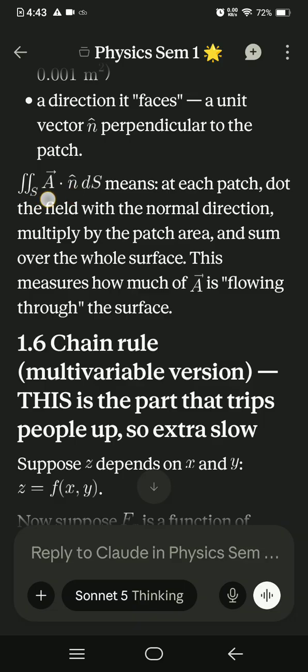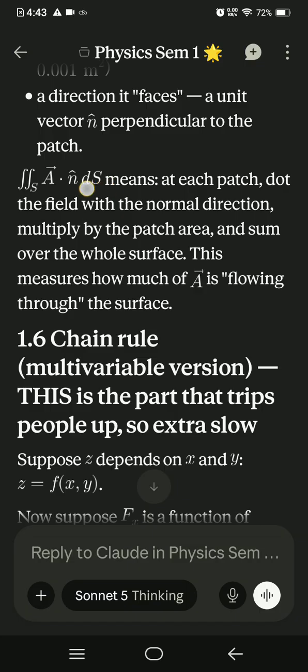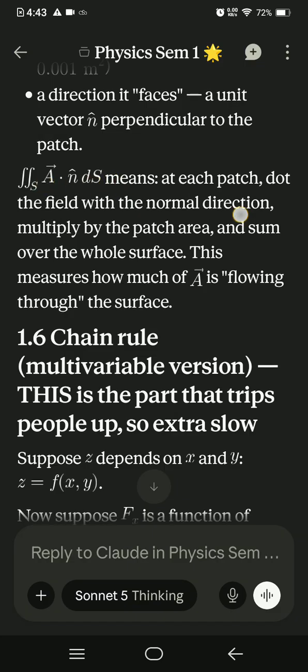So we add all of the small patches and we take the direction into account, because obviously if the vector field is flowing upwards and we have a tilted area, straight or maybe perpendicular, then a different amount of vector field is going to flow through it. So okay, it makes sense.